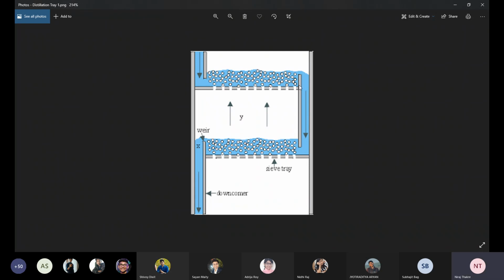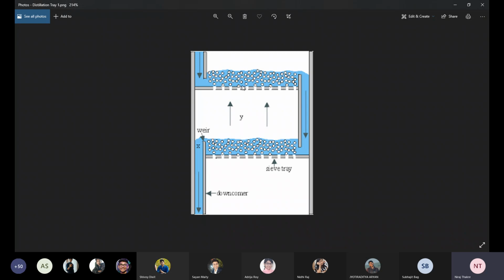Fine. You are understanding that based on this outlet weir, the liquid height basically depends on this outlet weir height. The liquid height over a tray depends on the height of this portion. So by this way the separation occurs.